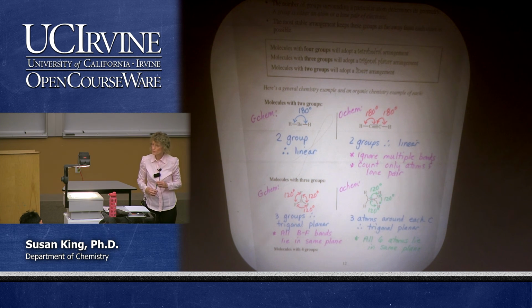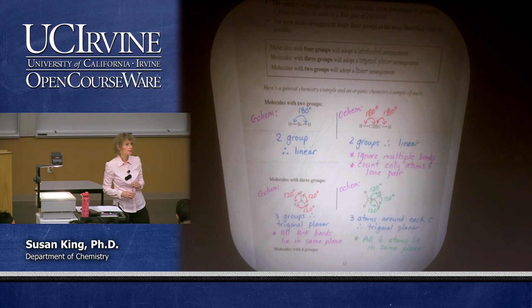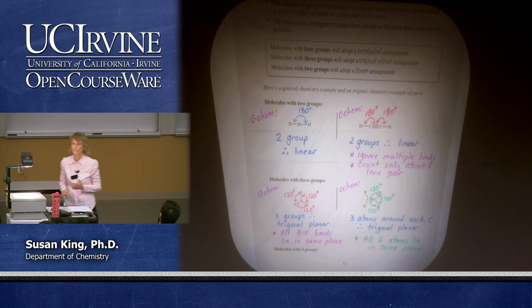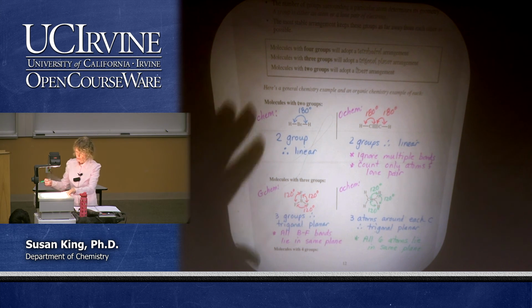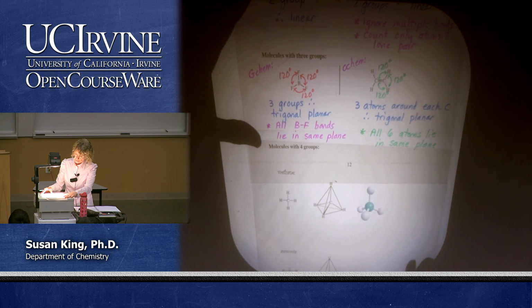Questions on molecules with 2 groups or 3 groups? Anybody? Yes? We don't have trigonal bipyramidals? We don't? Yeah, no trigonal bipyramidals. All right, let's do methane.